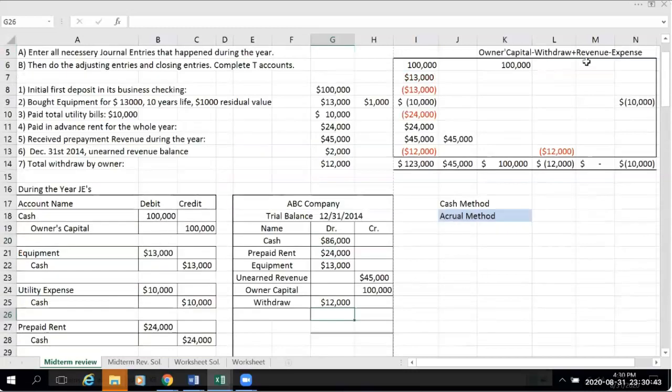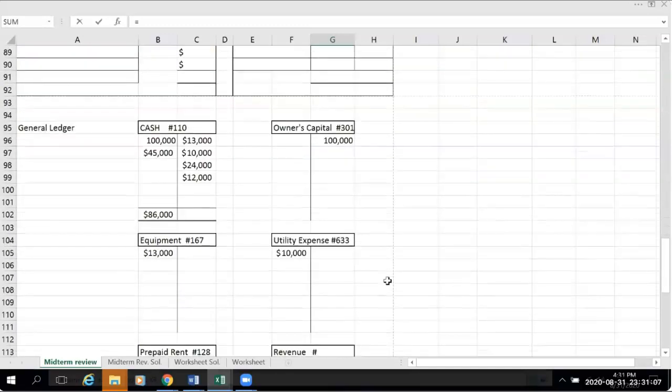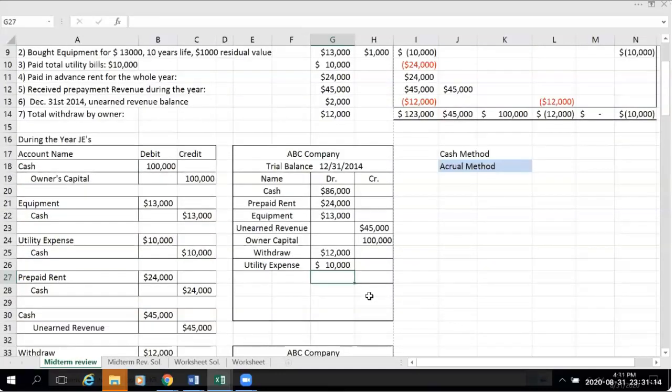Yeah, after withdraw, we have revenue. There is no revenue. Okay, how about expense here? So let's put expense. What expense was that? Utility. Utility expense. And expense normal balance is debit equals to, let's go to the T account, you will see. Expense is on the debit side. You see that?